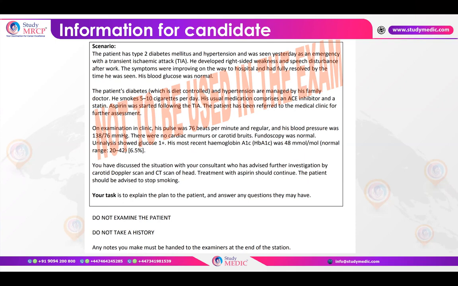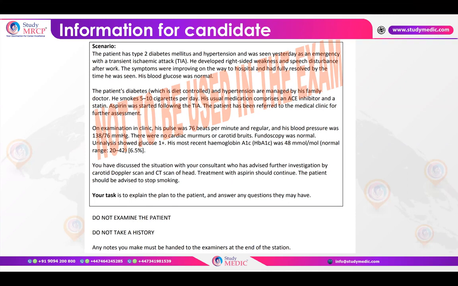For that, the first thing I suggest is that you should stop smoking. I will suggest you go to the smoking cessation clinic, and I will help you with that. No need to worry regarding that, but you should stop smoking immediately. The next thing we will do is a carotid Doppler, which is nothing but scanning of the carotid vessels, the neck vessels, to see if there are any plaques or thrombus or any narrowing of the vessels.